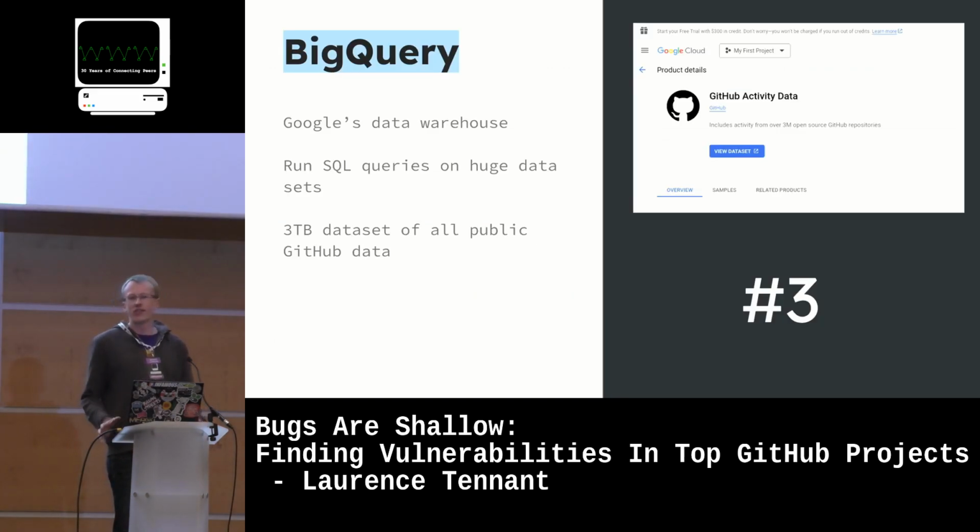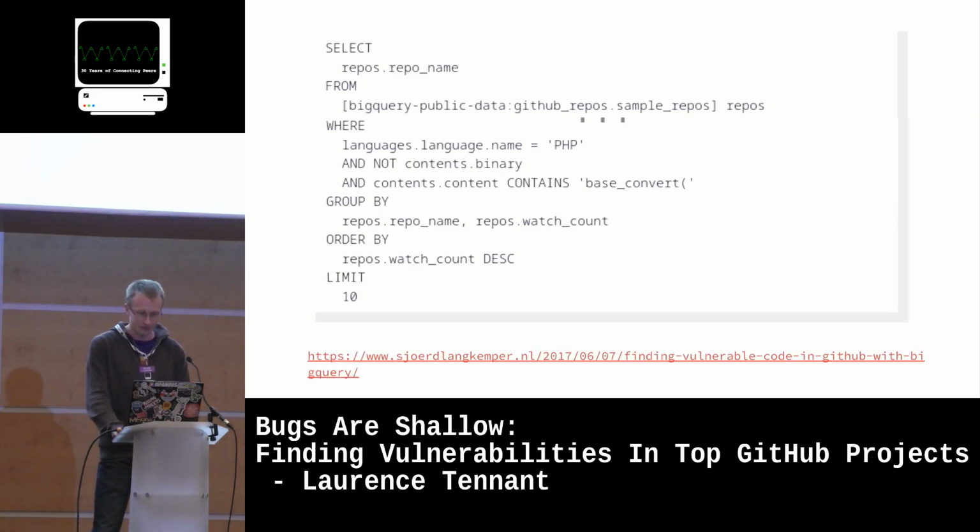So the next thing that I got really excited about was Google's BigQuery. So BigQuery is a data warehouse as a service that basically allows you to run SQL queries over enormous data sets. And they actually had a 3 terabyte data set of all of GitHub's data on it. So when I saw this, I was like, great, this looks like exactly what I need.